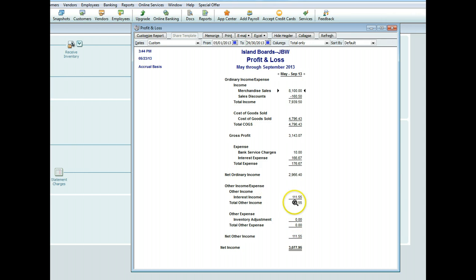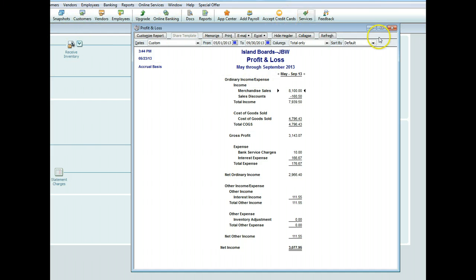Check the interest income. 111.55, that's from our checking accounts. Check your expenses. Make sure there's no other expenses. The only other expense is inventory adjustment. You shouldn't have any numbers here. Okay, cost of goods sold, total income.